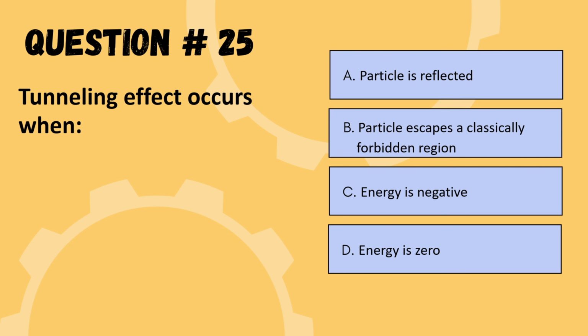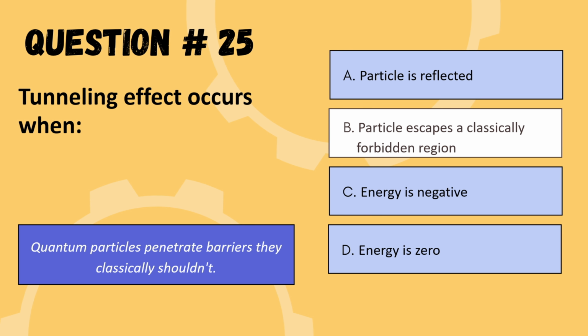Next question is tunneling effect occurs when. Options are particle is reflected, particle escapes a classically forbidden region, energy is negative, or energy is zero. So the correct option is option B, particle escapes a classically forbidden region. So we are moving to the next question.